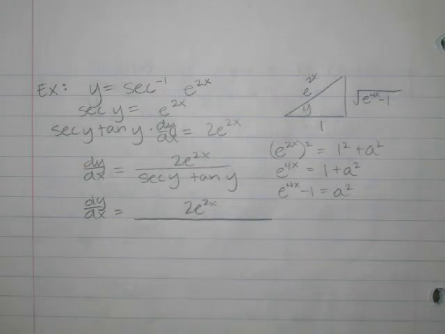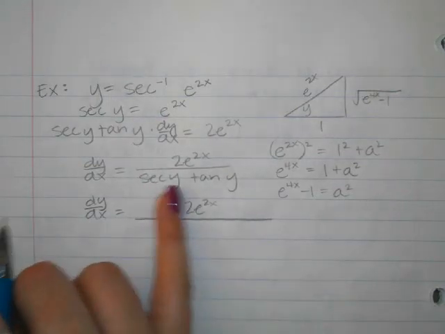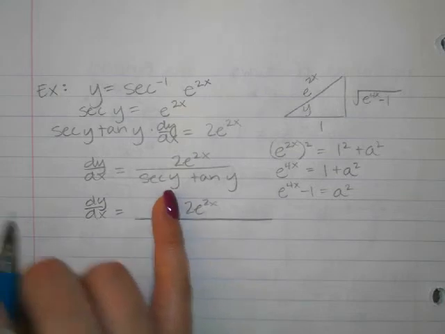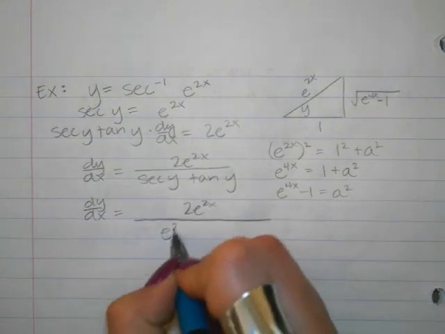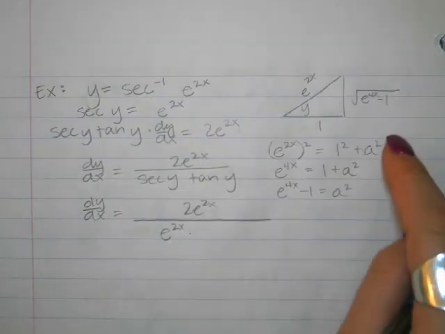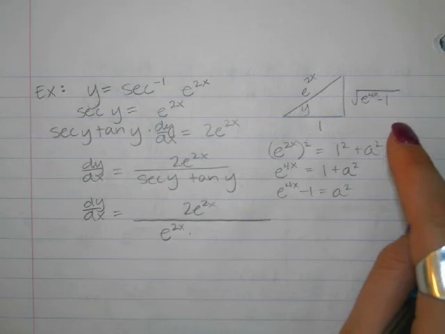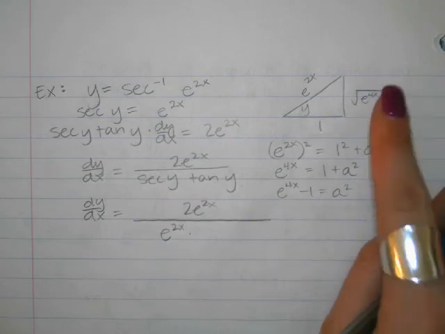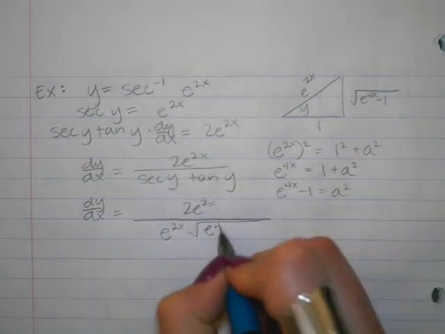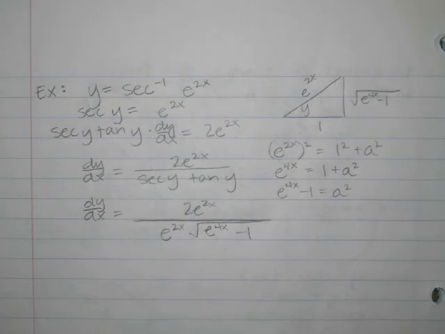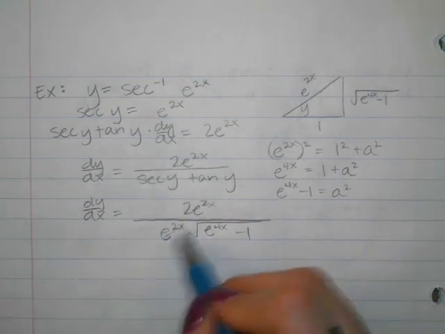And so that's dy dx equals 2e to the 2x over secant y, which is e to the 2x, and then tan is opposite over adjacent, right? So that's the square root. And then on this one, we can simplify a little bit.